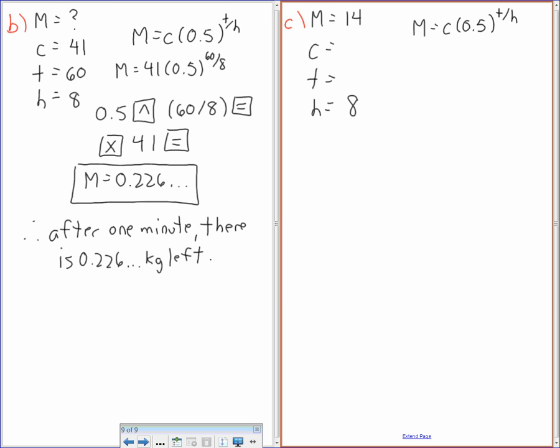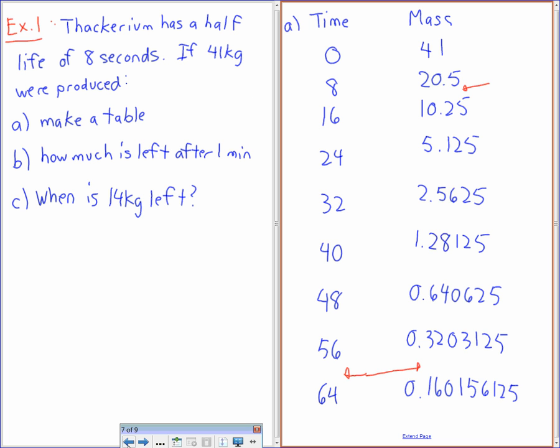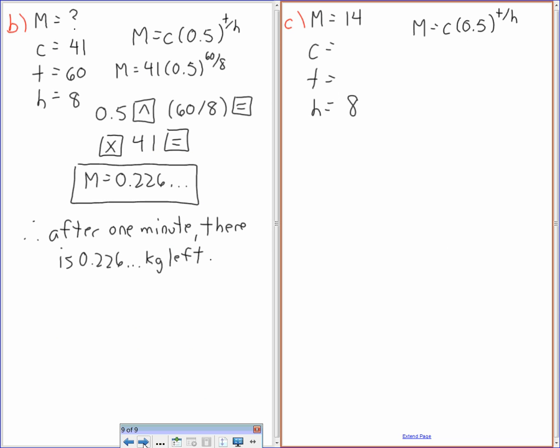We're going back to this one. When is 14 kilograms left? C is something. What's your starting mass here for this? Somebody help me. What's the starting mass? 41. 41 is your starting mass. Generally what's going to happen is that I'll give you C and H for the starting part, and then in one equation I'll solve for M, and in the other one I'll solve for T. Right, okay. All right, great, wonderful, excellent.